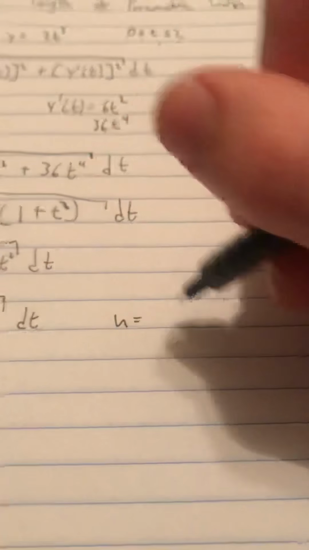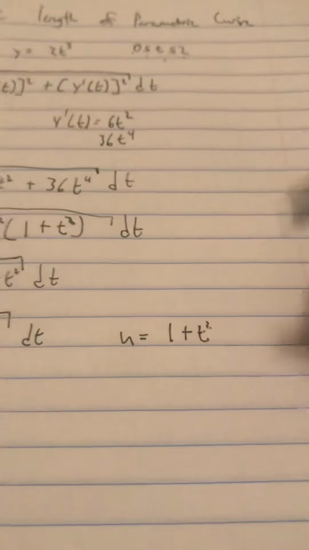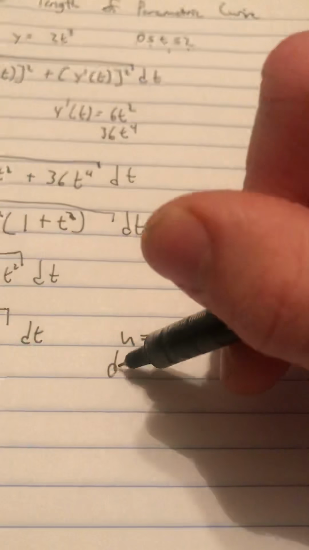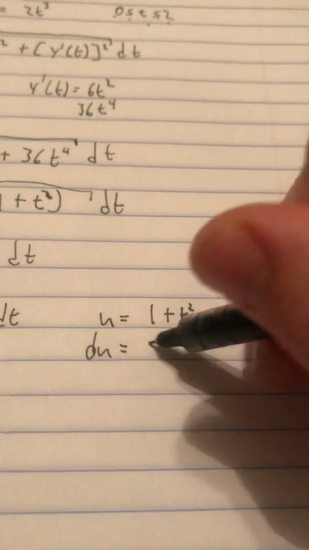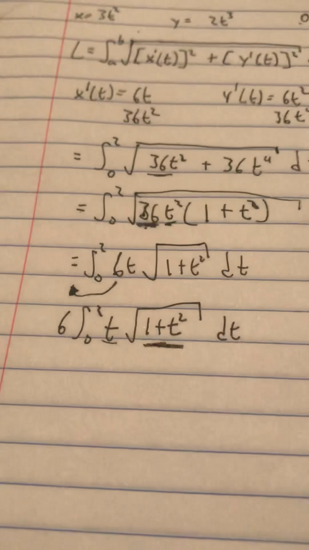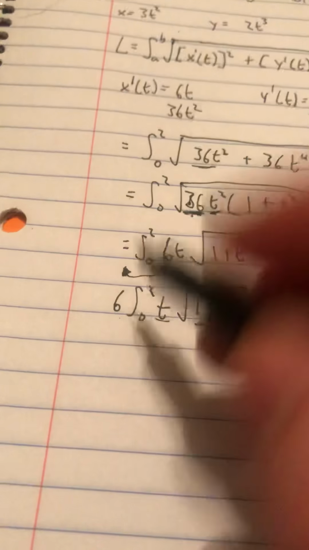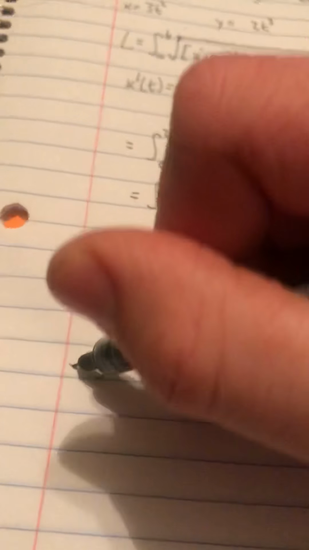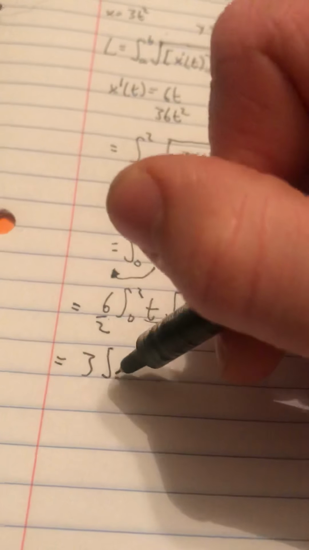So we get u equals 1 plus t squared. So we take du. So it's 2t dt. Now we don't have that 2, so we're going to have to divide by the 2. So our 6 is really going to be 6 over 2, so that's 3. So we're going to have 3 from the integral.